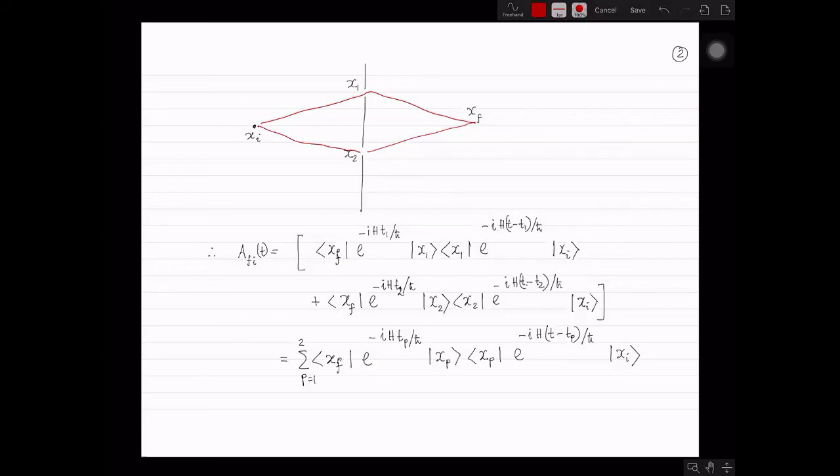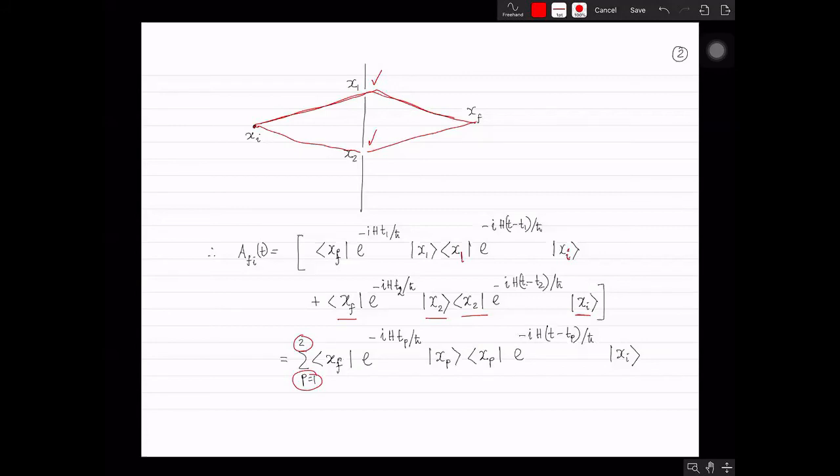It starts from xi, then the amplitude for this process is xi to x1, then x1 to xf. And this is the time t1 taken for it to reach here. And similarly, there is xi to x2 and then x2 to xf. And then we can write this as a sum of the two possibilities, x of p, where p ranges from 1 to 2 in this case, because I have two slits. And accordingly the time is t of p.